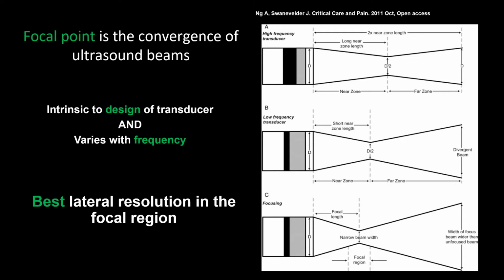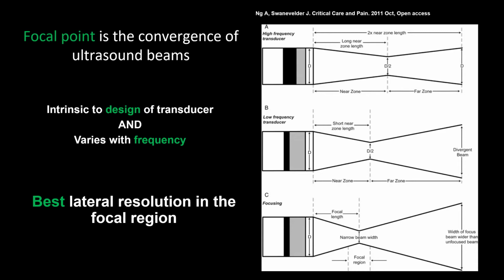The focal point is the convergence of ultrasound beams and is intrinsic to the actual transducer. As we said, the pulse beam can be narrowed and focused to improve lateral resolution. This focal point can be adjusted to some extent in specific machines, transducers, and profiles. Its location depends on the frequency of the transducer. A high-frequency transducer tends to have a natural focal point at equidistance between the transducer and the depth. A low-frequency transducer has a natural focal point closer to the transducer.